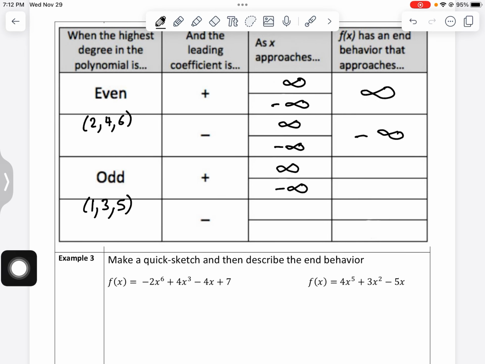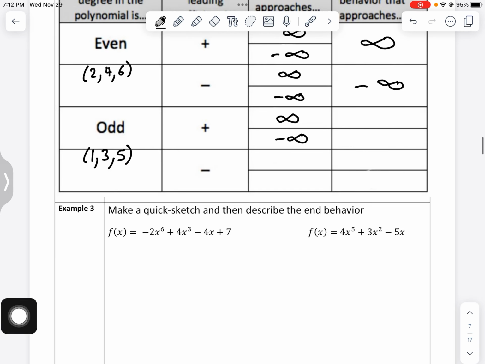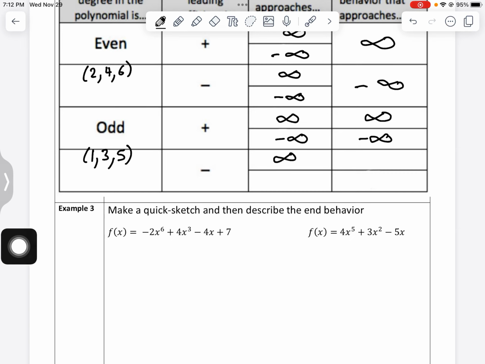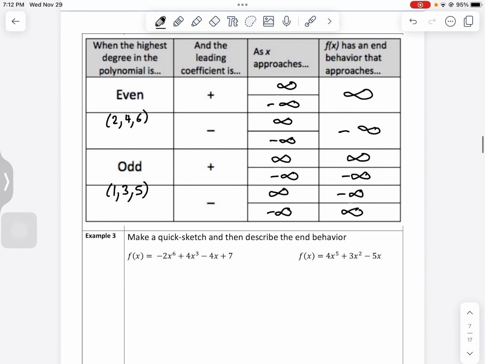This is when it's positive. If we go back up to our example here, where we had an odd positive, it went to infinity and then negative infinity to the left. Okay, so notice these match up. When it's negative, it's the inverse. Then it's negative infinity, positive as we go to the left. Okay, and feel free to use that chart if you need it. You'll get better with it over time.